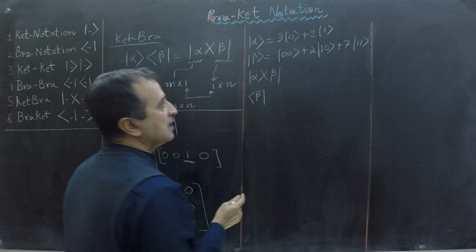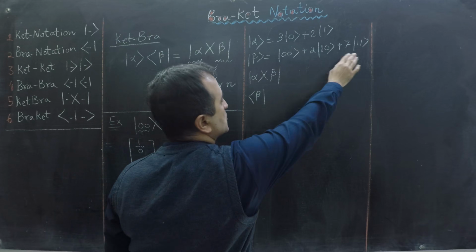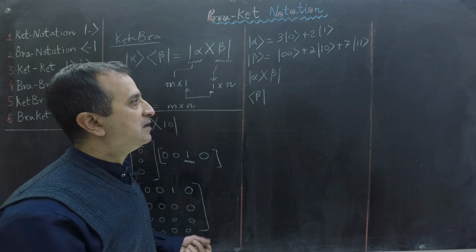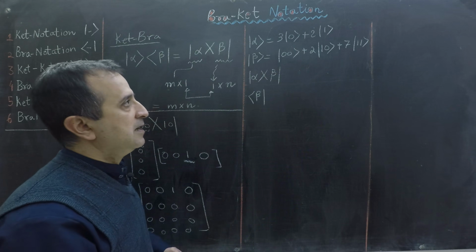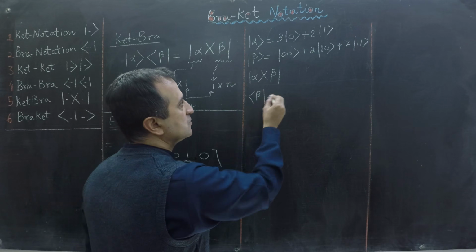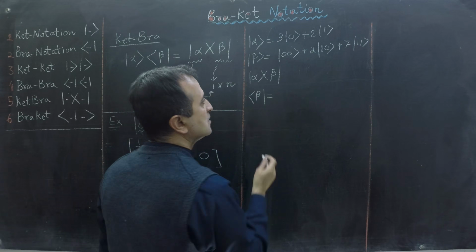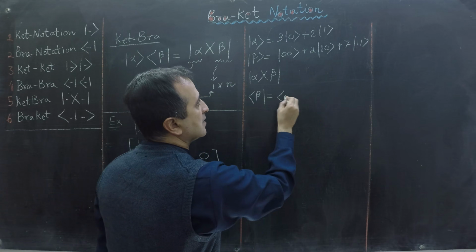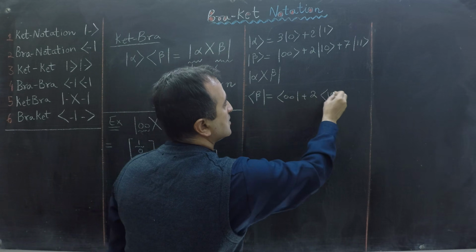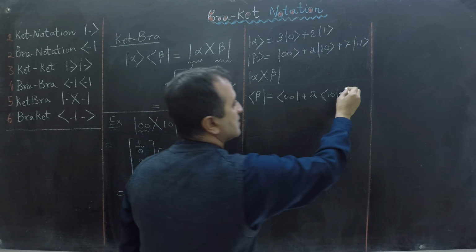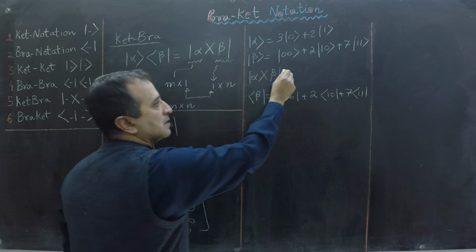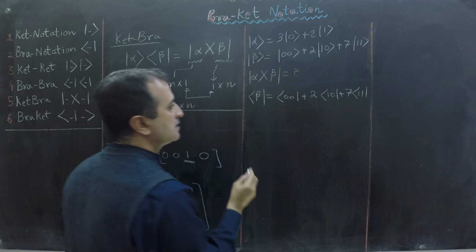In bra beta, I have to take the conjugate transpose of this. That means all the terms having iota will change their sign, and also ket becomes bra. Because it doesn't have any iota terms, this will simply be bra 0 0 plus 2 bra 1 0 plus 7 bra 1 1. Now I can compute this.